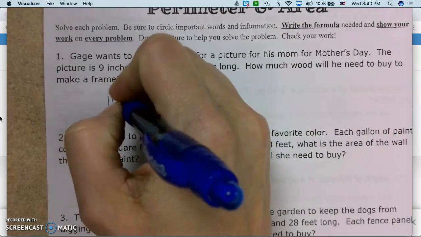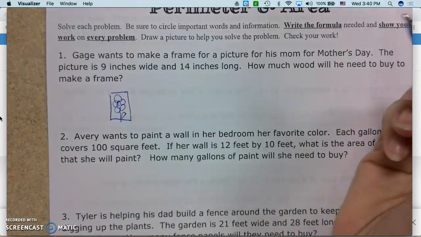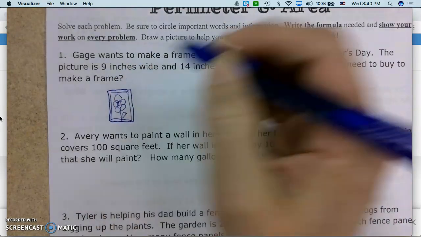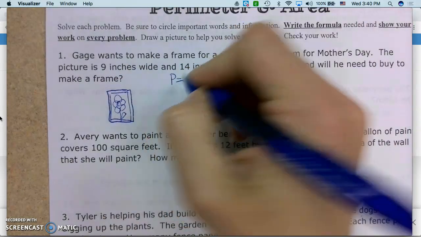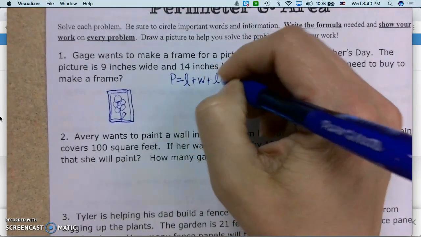So let's say this is your picture. So where does a frame go? Well, a frame goes around the picture. So that would be perimeter. So you need your perimeter formula. It's a rectangle, so you're going to use length plus width plus length plus width.